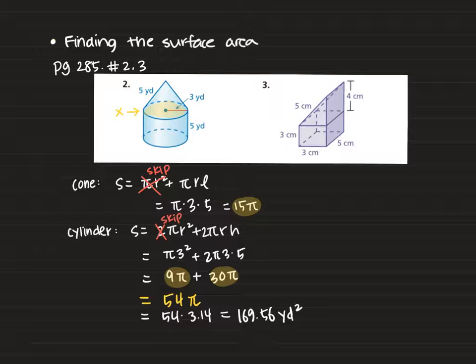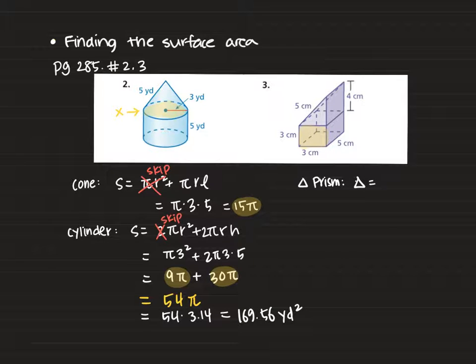For the second question, which is number 3, you're going to have a composite figure of a triangular prism and a rectangular, actually this is a square prism, because you have 3 times 3 on the front and the back. Okay, so we're going to take a look at this, and first I'm going to find the surface area of the triangular prism. So for the triangular prism, I'm going to work with the triangles first.